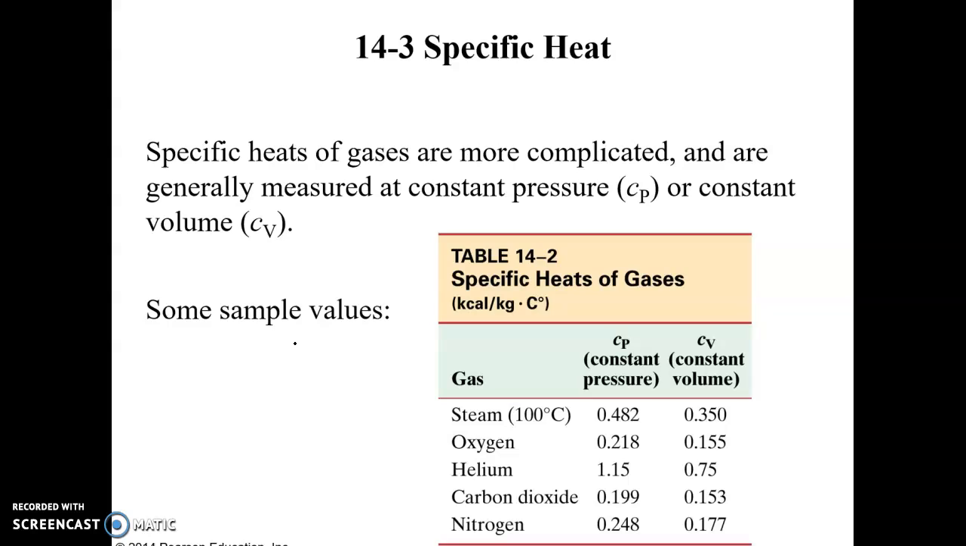So gases can also have a specific heat, but when we're talking about the amount of heat energy necessary to raise the temperature of a gas, we need to make sure that we're keeping that gas at a constant pressure and a constant volume. If we allow the pressure or volume to fluctuate, the calculation gets much more complicated. And so if we're going to deal with any problems involving the amount of heat energy required to raise the temperature of a gas, we need to make sure that we specify constant pressure and constant volume.